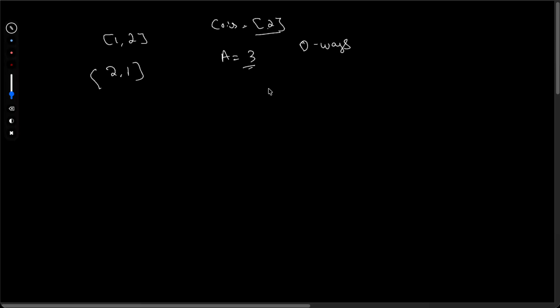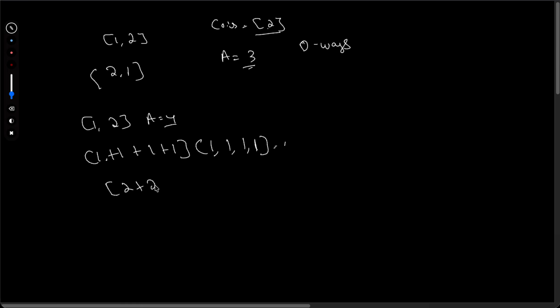Let's take another example. If we have coins 1 and 2 and the amount is 4, the ways to make 4: first, 1 plus 1 plus 1 plus 1, one way. Next, 2 plus 2, another way. Next, 1 plus 1 plus 2, a third way. So there are a total of 3 ways we can make 4.